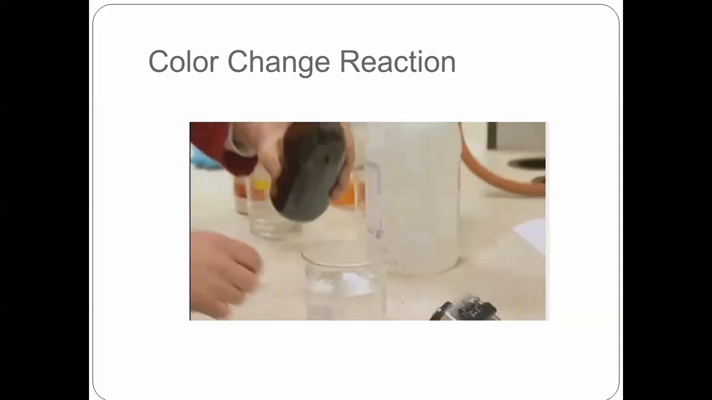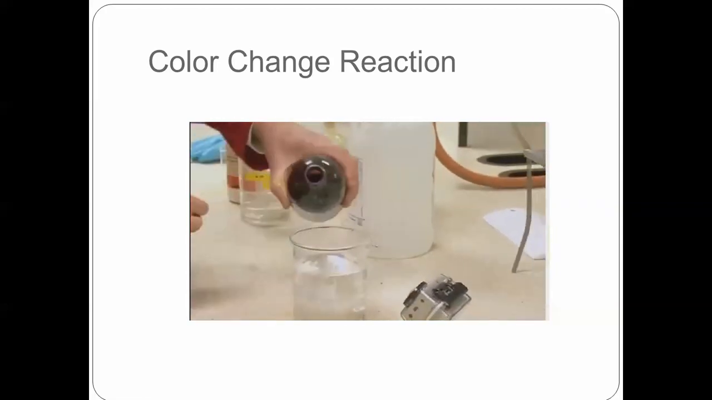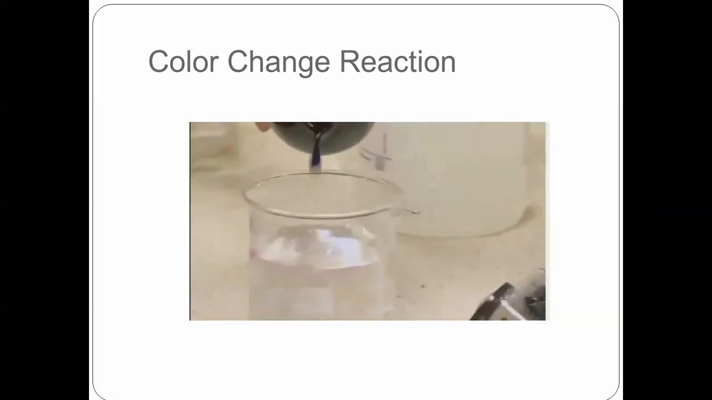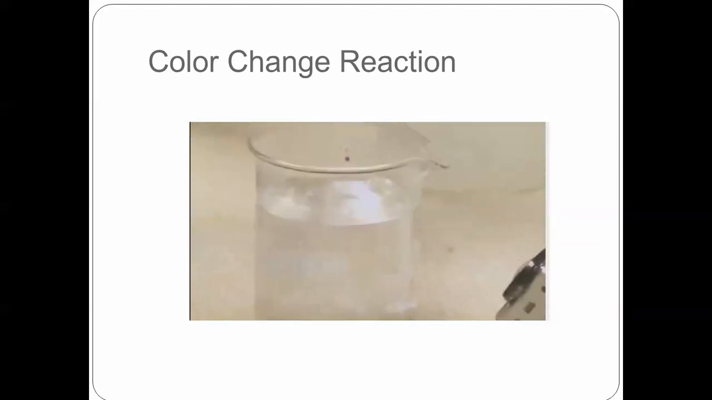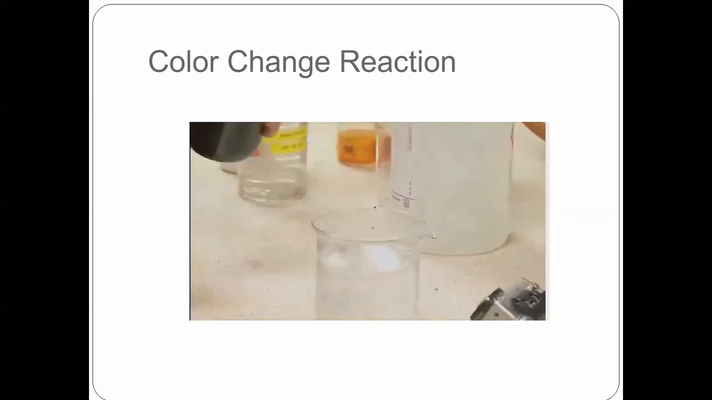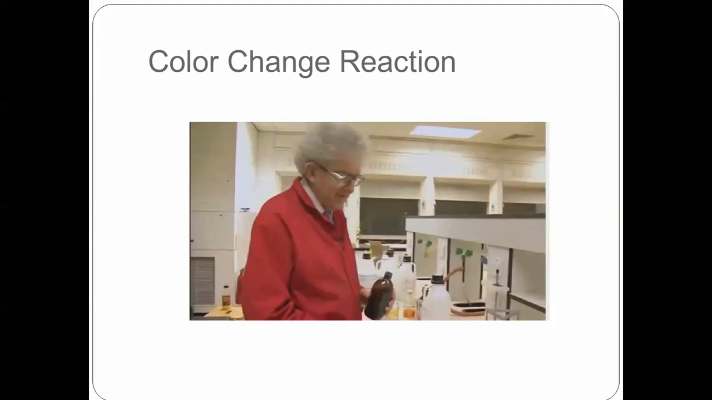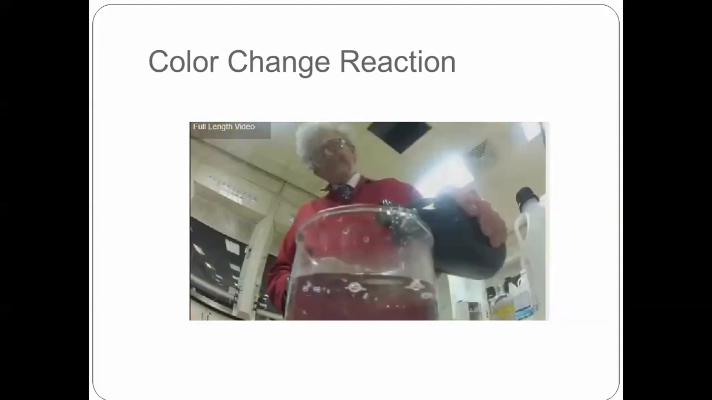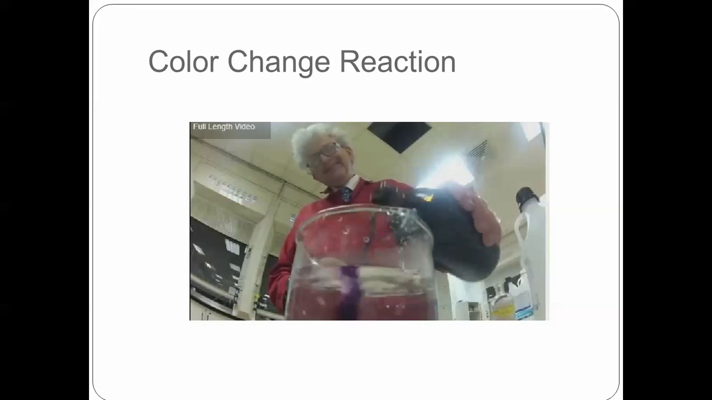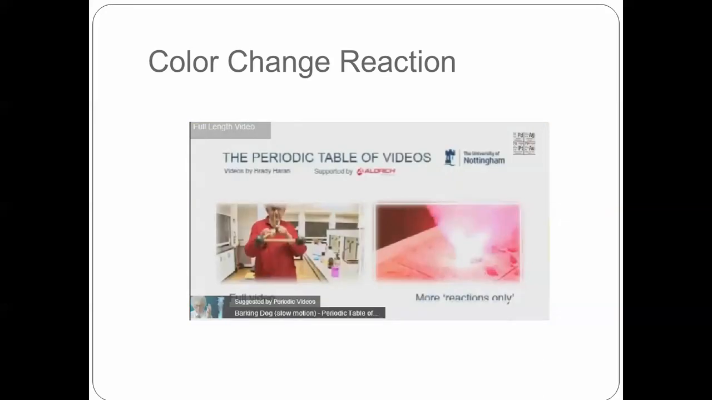In this video, you may not be able to hear the scientist. He's talking about potassium permanganate and hydrogen peroxide. The beaker has hydrogen peroxide in it, and the potassium permanganate is naturally purple in color. When he adds the potassium permanganate to the hydrogen peroxide, the chemical reaction occurs and it turns clear. So again, that is just another example of an unexpected color change.